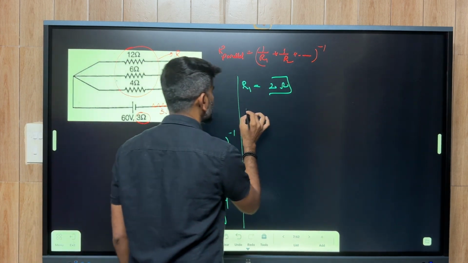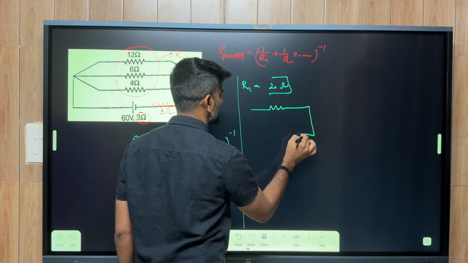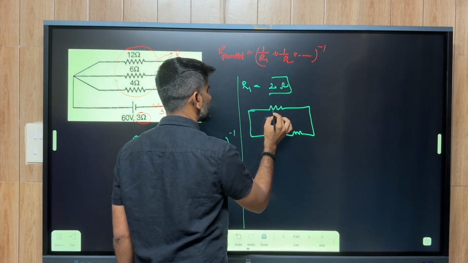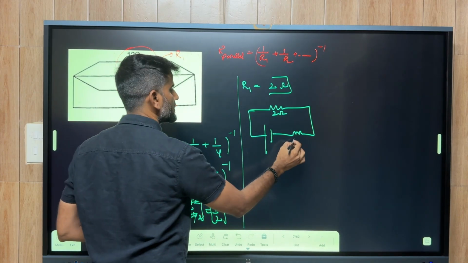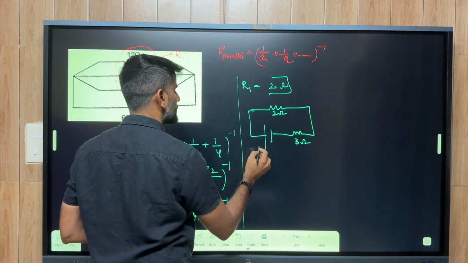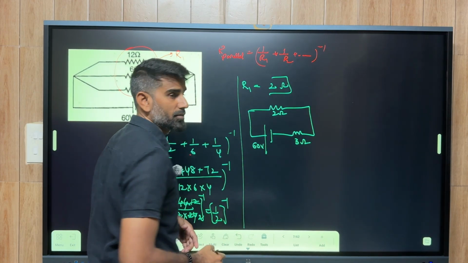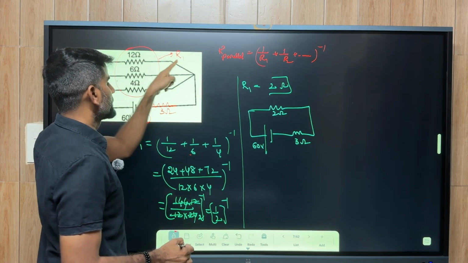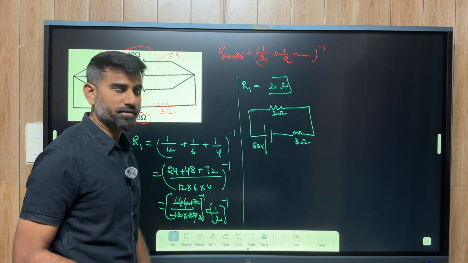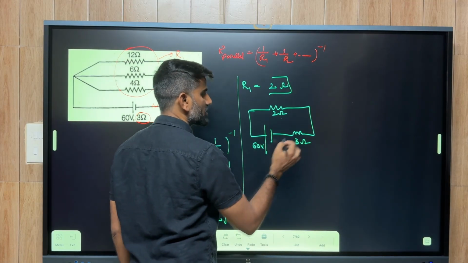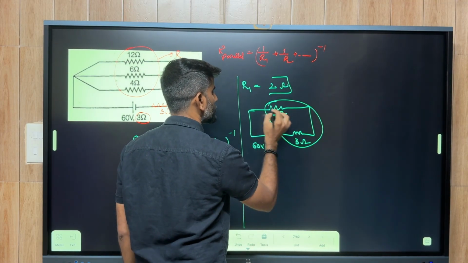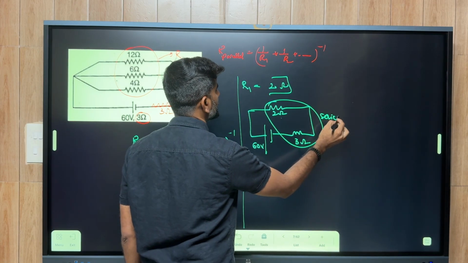Now this circuit will be something like this. This is 2 ohms and this one is 3 ohms, and here we have 60 volts power supply. This entire group of three resistors has simplified into one resistor. Now these 2 ohms and 3 ohms are connected in series, so the combination of these two will be series.